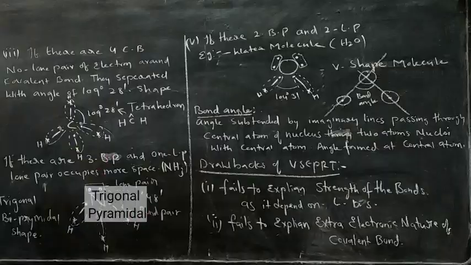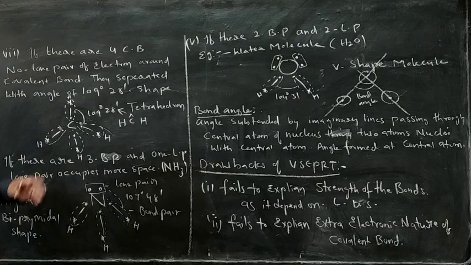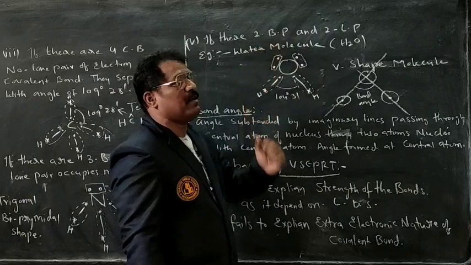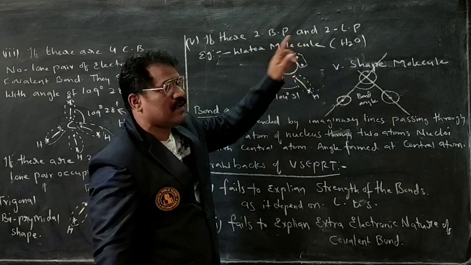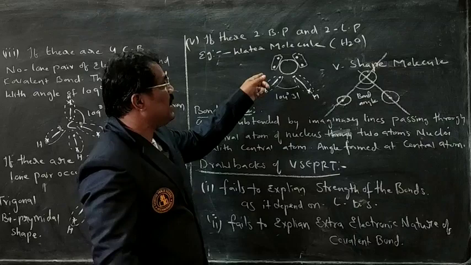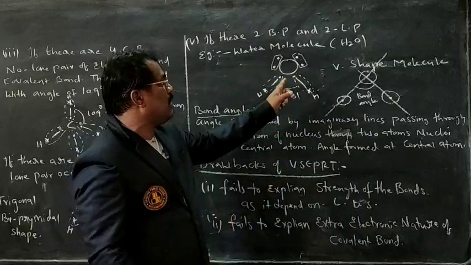Coming to next one, that is what? Fifth point. What does this particular point give us? If there are 2 bonded pairs and 2 lone pairs. See here, this is 1 lone pair, this is 1 lone pair. This is 1 bonded pair, this is 1 bonded pair. Then 1 lone pair has been increased. So more repulsive force will be acting around the nucleus of central atom.